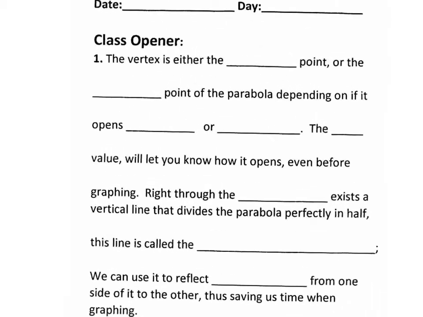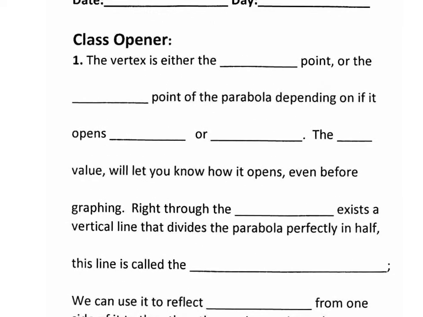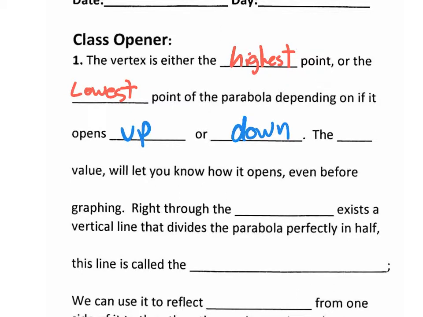Class opener. The vertex is either the what? Lowest or highest, right? I'm going to go highest or lowest point of the parabola, depending on if it opens what or what? Up or down. That makes total sense, right?